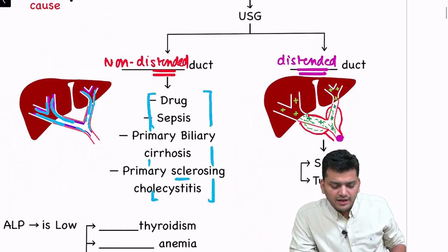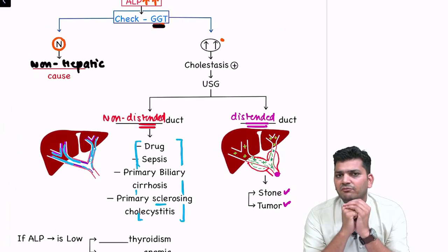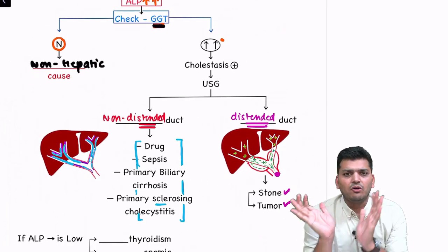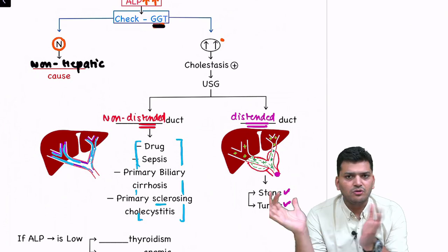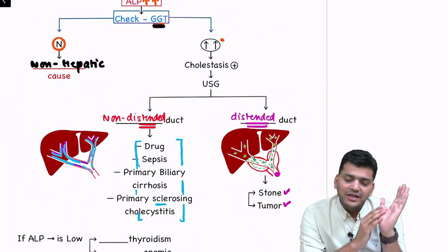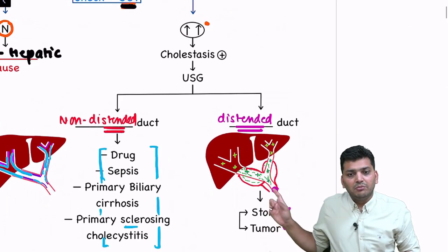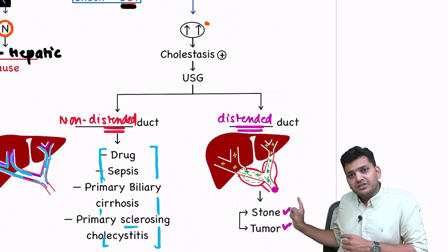So this is how we have to interpret alkaline phosphatase. Let's make it simple again. If alkaline phosphatase is more, look at whether GGT is normal or not. If GGT is normal, it's not related to the liver. If GGT is more, yes, it is the liver. There is an obstruction, and you have to find where it is. Look at the biliary duct. If the biliary ducts are distended, it means there is a distal obstruction.